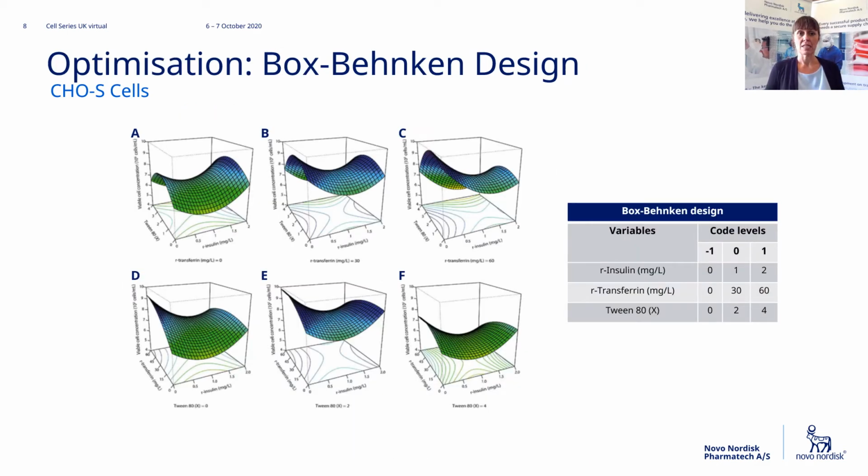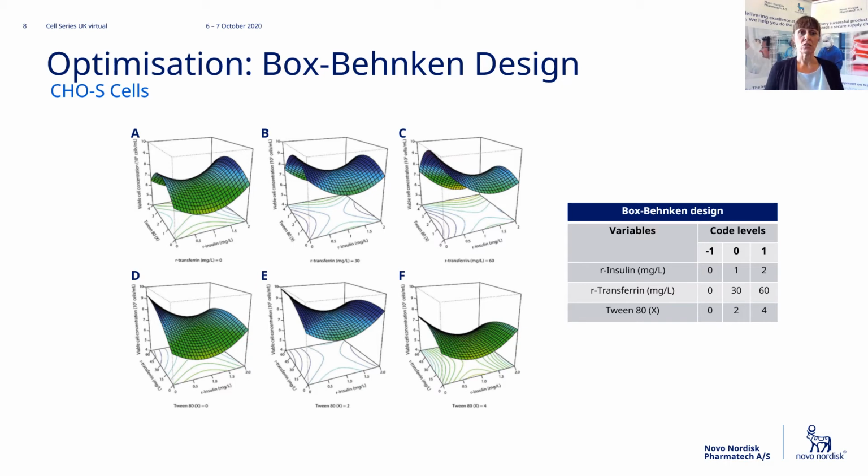So in this phase, the Box-Behnken design phase, the range of insulin concentration was reduced since no improvement in cell growth was observed beyond 2 milligrams per liter of insulin. And 3D plots were constructed for visual analysis of the response, illustrating different combinations of insulin, transferrin, and Tween AT. The highest levels of cell concentration were obtained with a high level of transferrin, or with the highest level of insulin and a moderate level of transferrin. That is seen in graphs D to F.